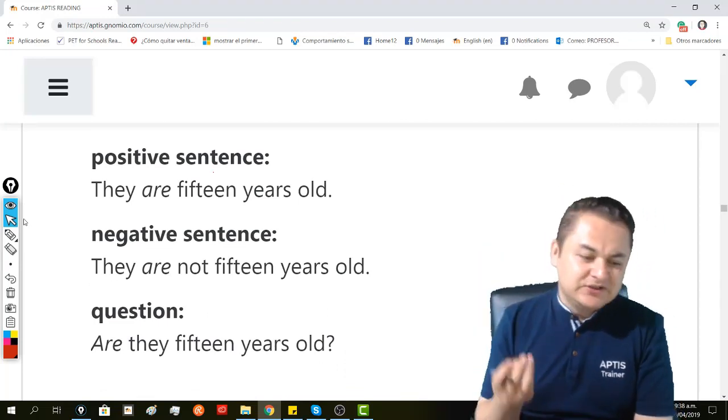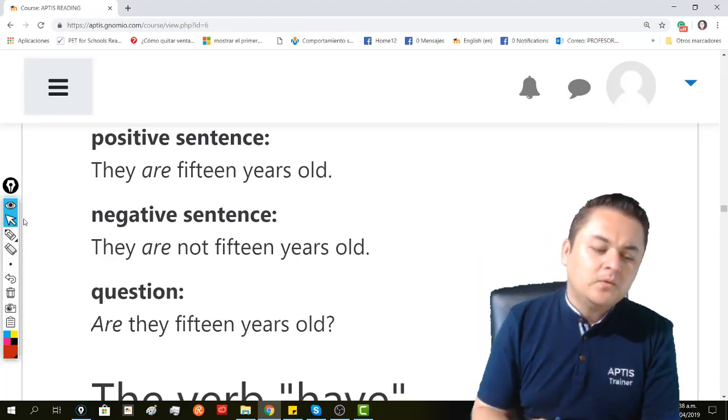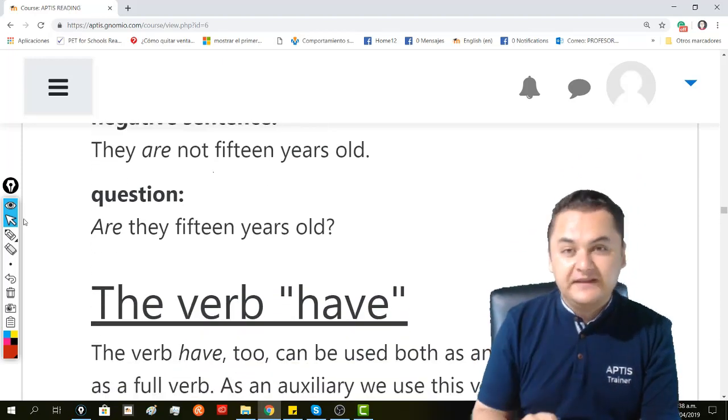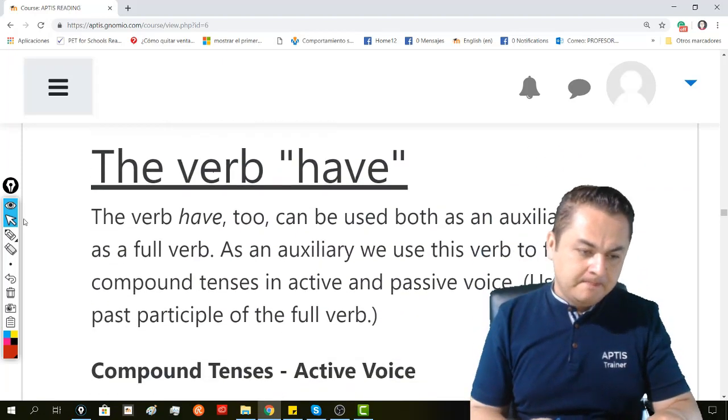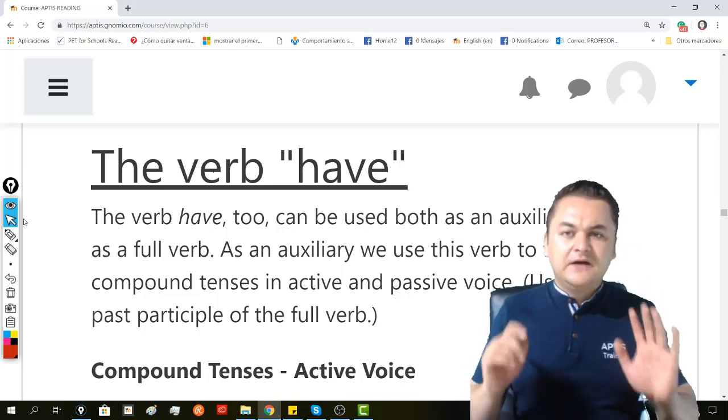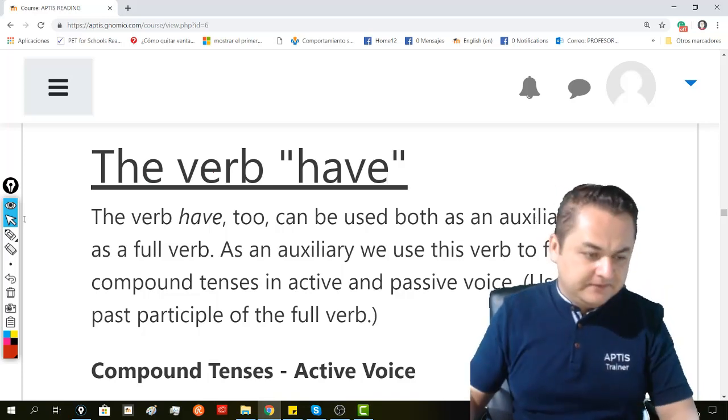For negative sentences, they are not 15. For question forms, are they 15? That would be the way to use it. So, the verb to have as an auxiliary verb.